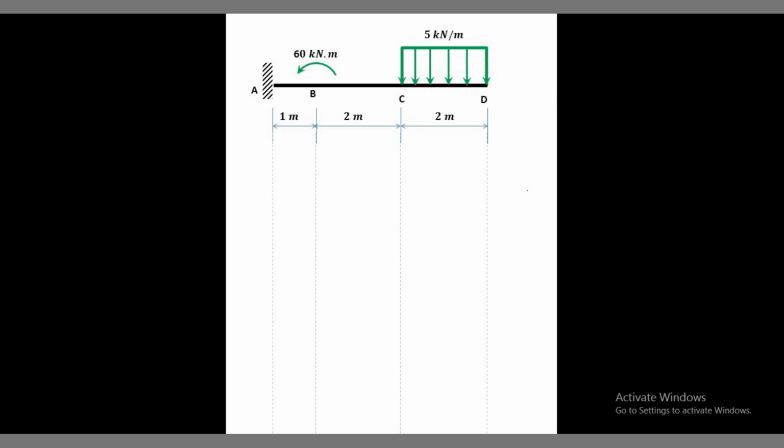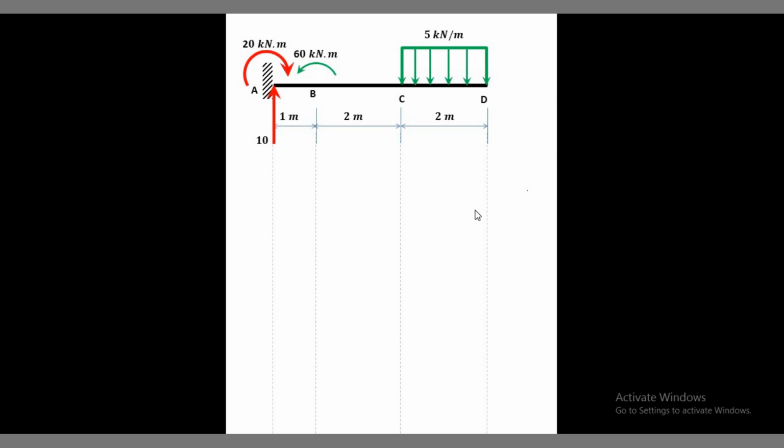Uy, reactions lang. Para mabilis tayo. These are the answers. Moment at A is 20 kilonewtons, that is clockwise. Then, vertical reaction at A is 10.